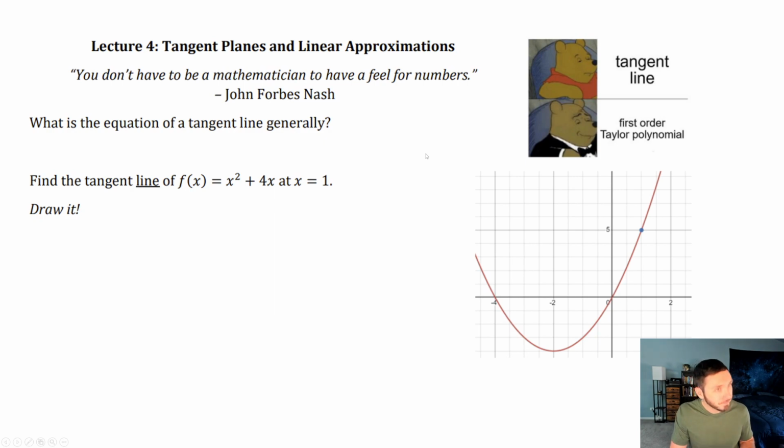Let's math. So what is the equation of a tangent line generally? Hopefully you remember point slope. Thereafter, find the tangent line for this parabola, and then do so at 1. Draw it out as well. All right, 3, 2, 1.